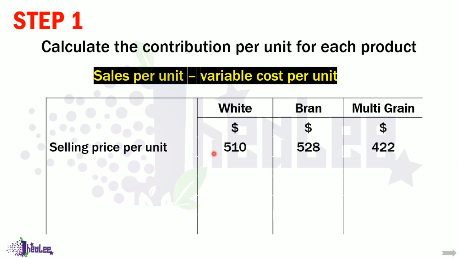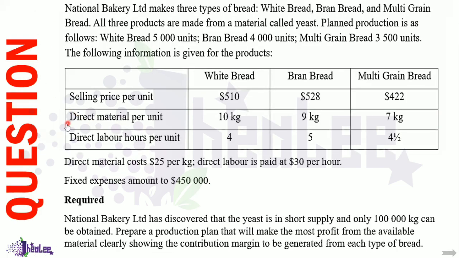Now we're going back to the question because we need to pick up our variable cost based on the formula. We have our selling price, so we're going to pick up our variable cost. So remember, we need to less variable cost. And based on the question, our variable cost items are direct material and direct labor. Let's look at the direct material first.